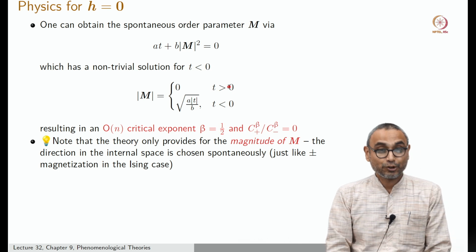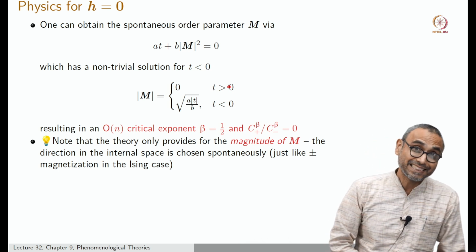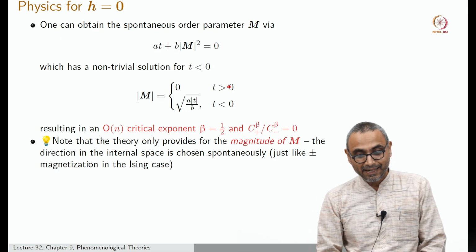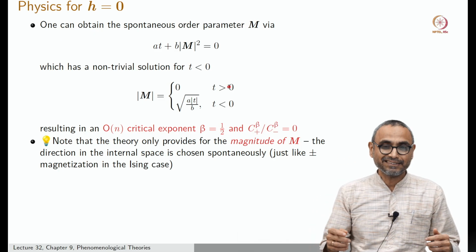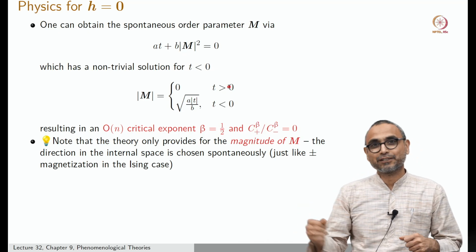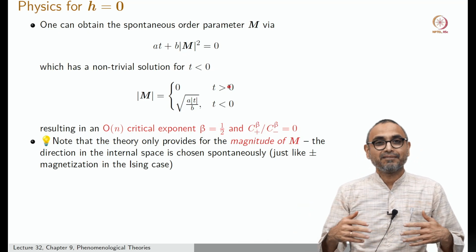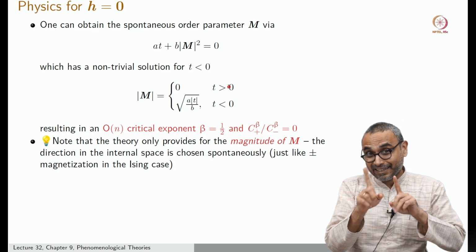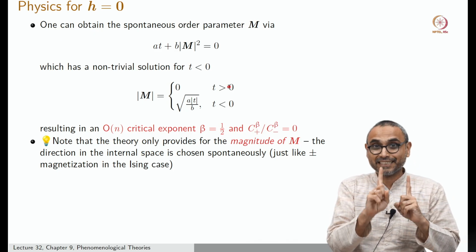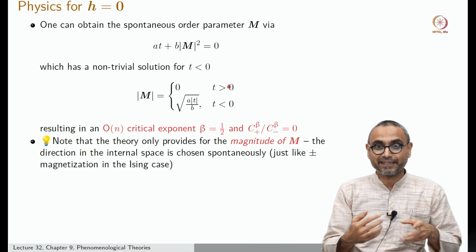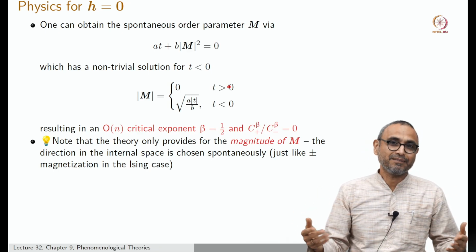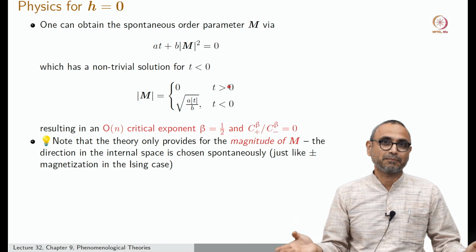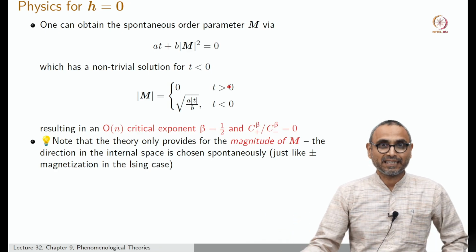So this is telling you that there is an underlying O3 symmetry in the problem, and this is very analogous to what we found in the Ising case, where you could get plus magnetization or minus magnetization with 50% chance. Here there is a continuum of possibilities of directions of breaking symmetry. So all of those are equally likely. The system will pick one of them. How it does so is probably by some chance, but that's what it does.